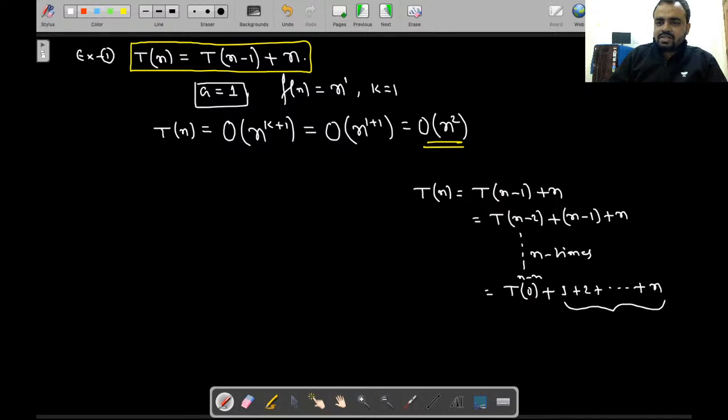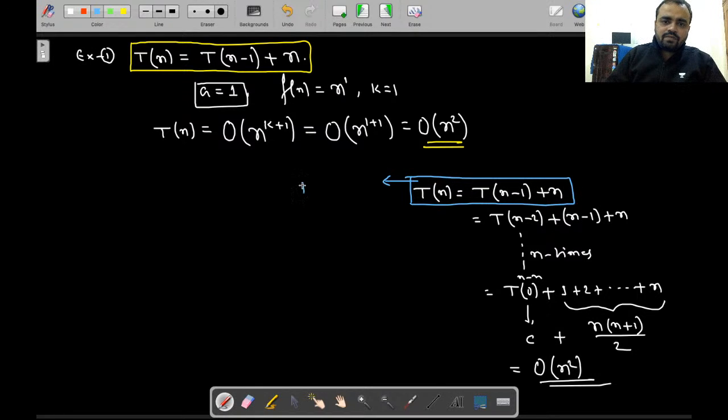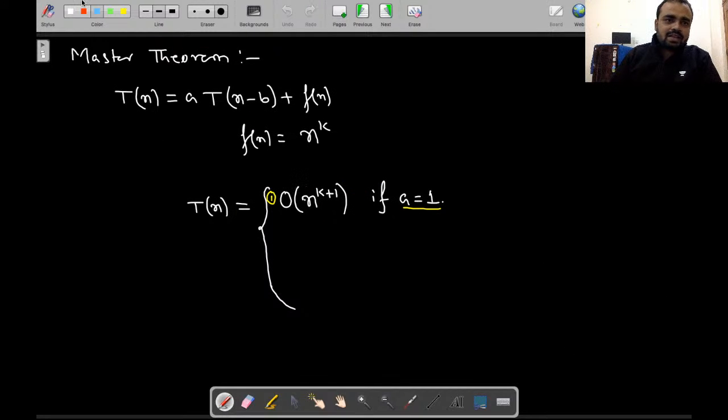So what is the sum of this series? This is n into n plus 1 divided by 2, and this is the constant value. So these are given in the plus form, so it will become order of n square. So either you are applying the substitution method or you are applying the master theorem, you will get the same result, not a problem at all. And you can see this is the recurrence relation of bubble sort.